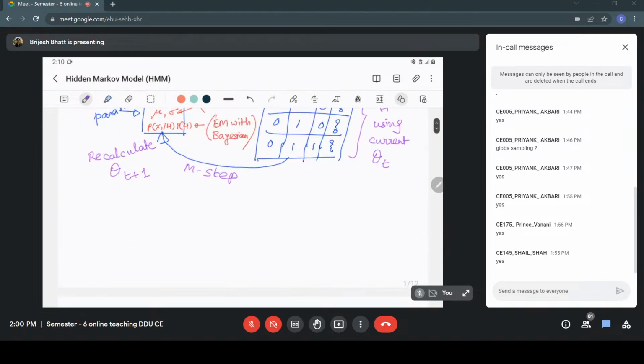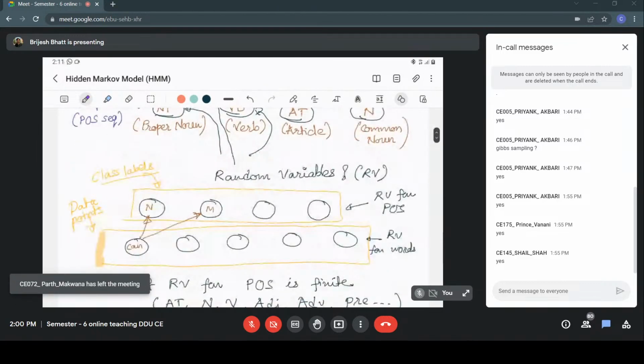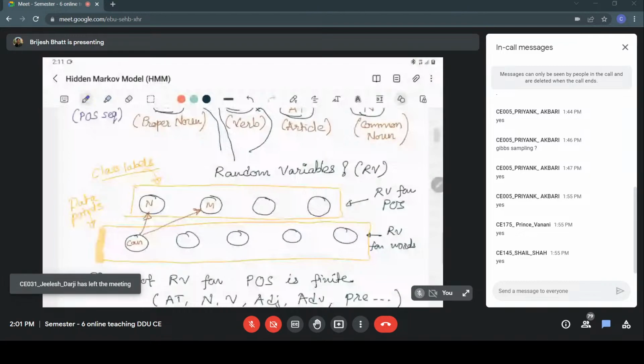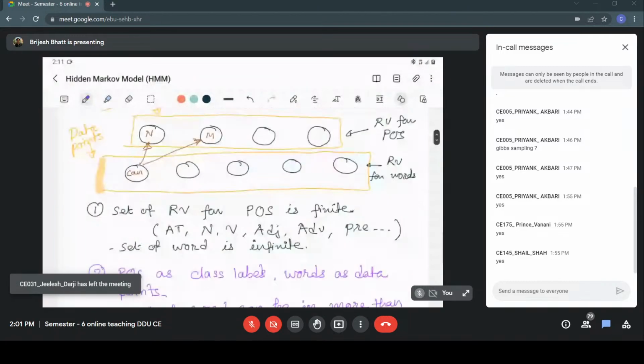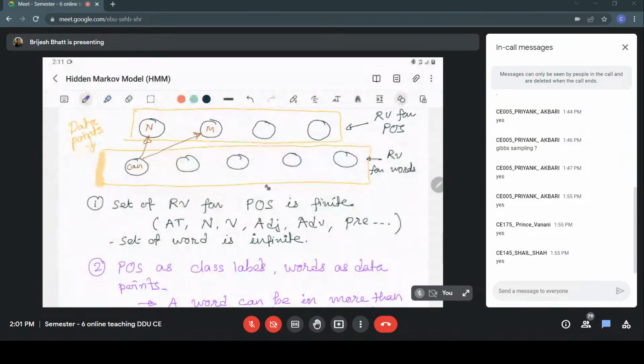Continuing the same formulation, here we can say that the part of speech labels, that is noun, verb, etc., are unknown hidden variables, and the words that we see in a sentence are observed variables. What is the difference here? One important point to note is that the set of random variables which are part of speech labels is finite for a language. A language has a finite number of parts of speech, like article, noun, verb, adjective, adverb, pronouns, and so on. There can be 10, 20, 30, but it is anyway finite. So the class label that you want to choose is finite.